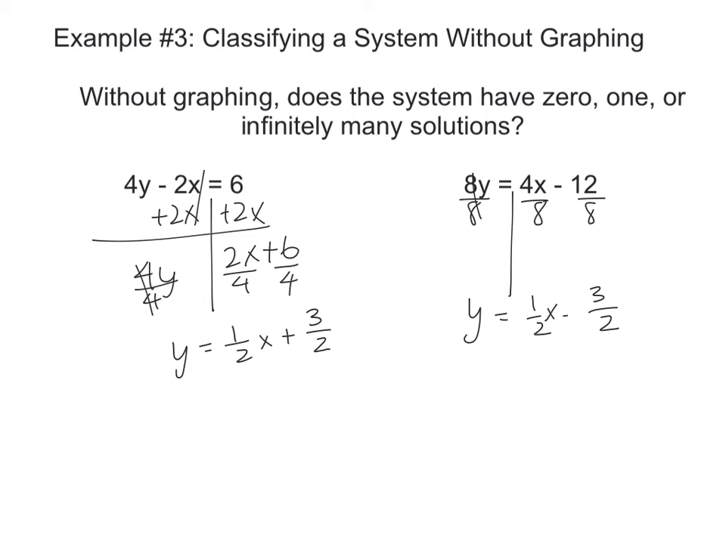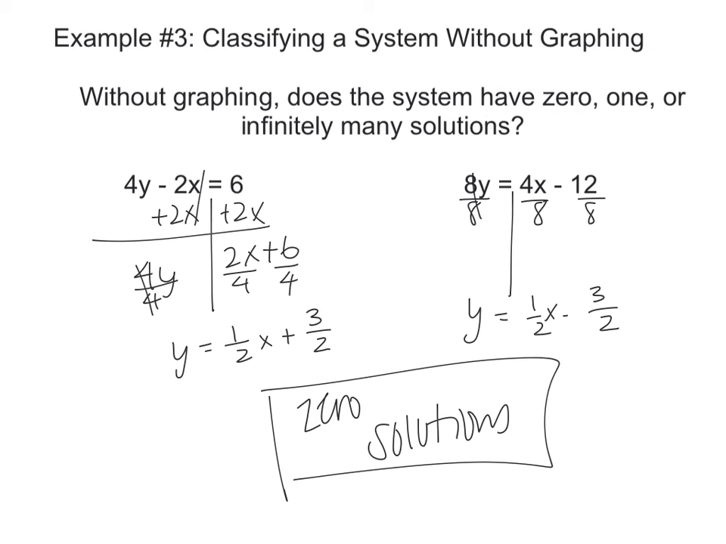And so what we notice here is that the slopes are the same, the y-intercepts are different. So if we think about that theoretically, that means we would have 0 solutions, because technically our lines are parallel. Okay, so let's practice more.